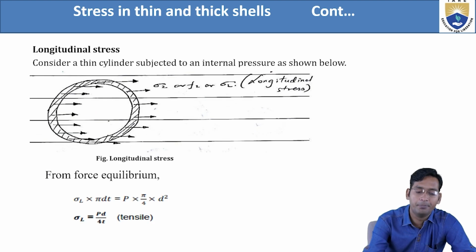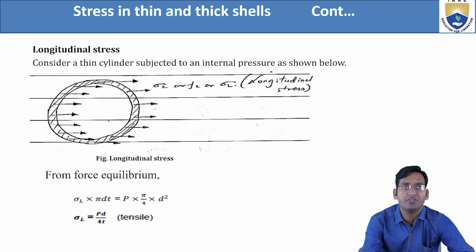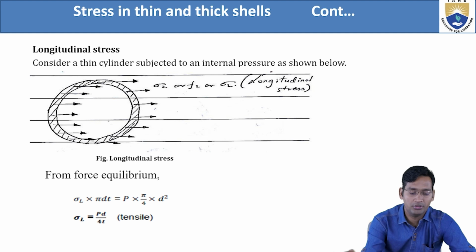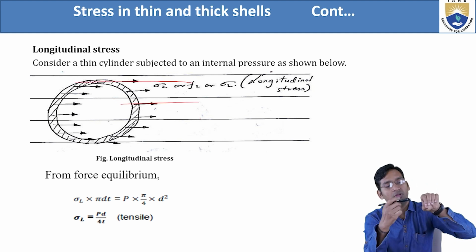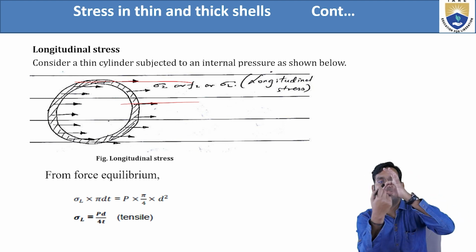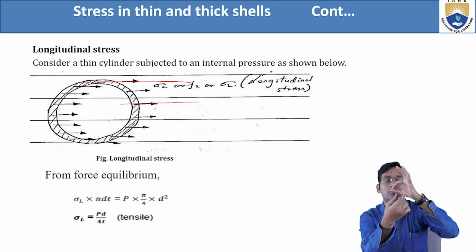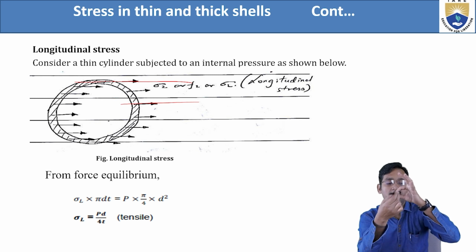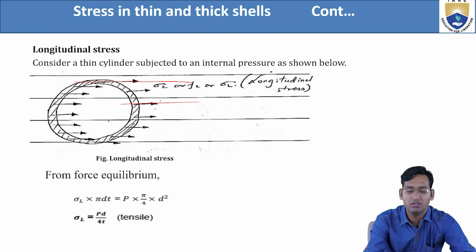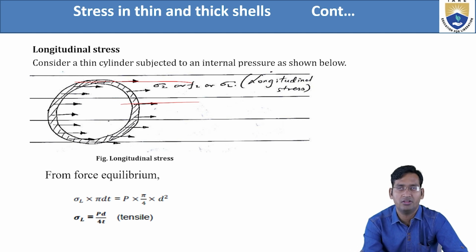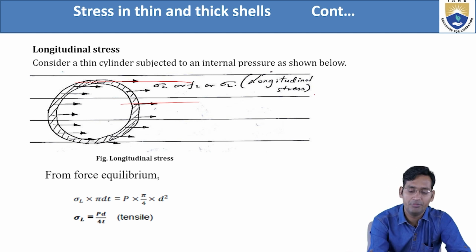Now for the longitudinal stress, consider a thin cylinder subjected to an internal pressure as shown in the figure. This is for longitudinal, so this will act along this one. Instead of the circumferential one, now this will act like this. So this is the tangential one, the longitudinal stress.